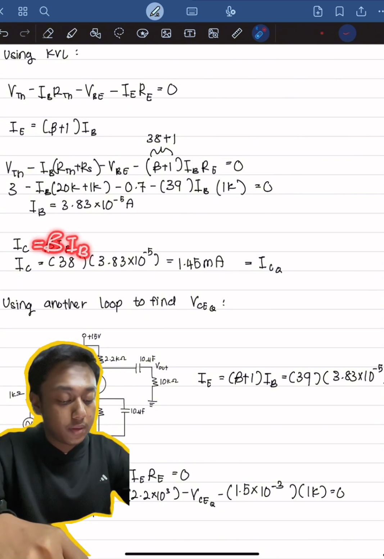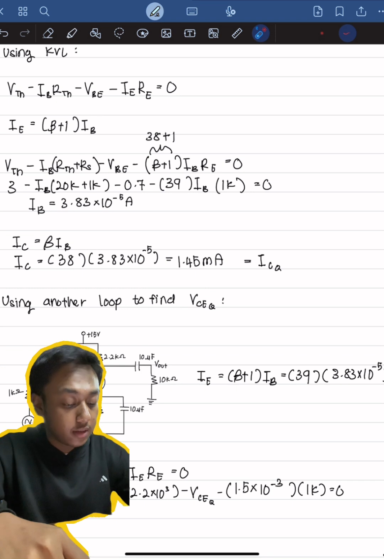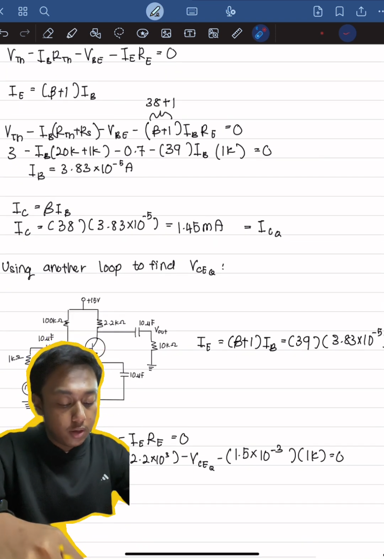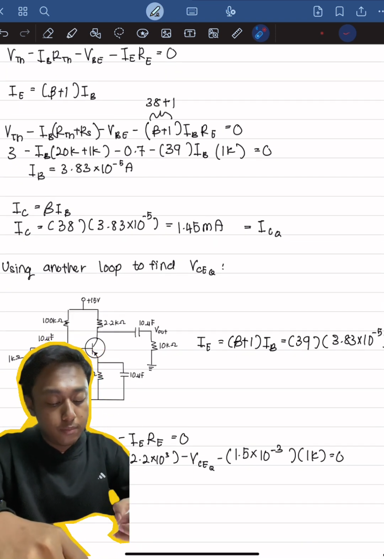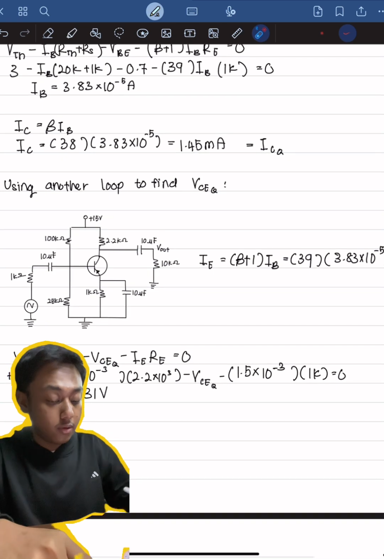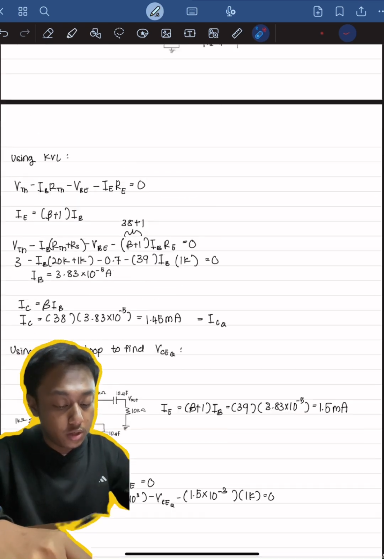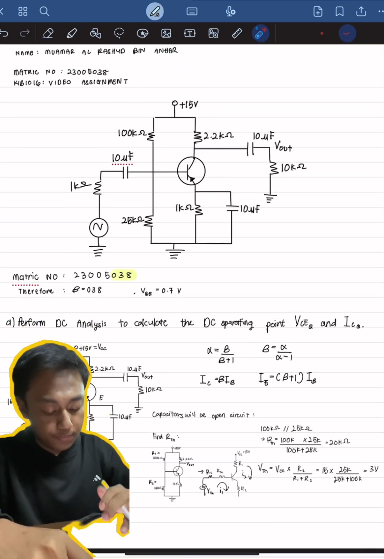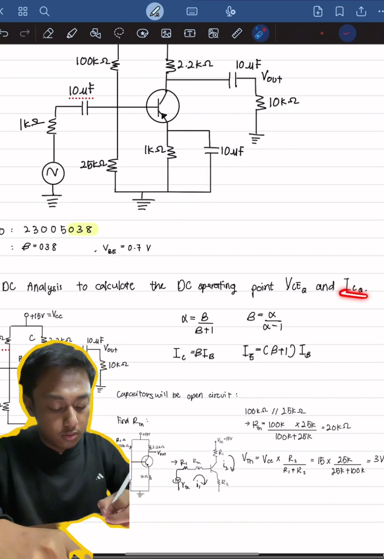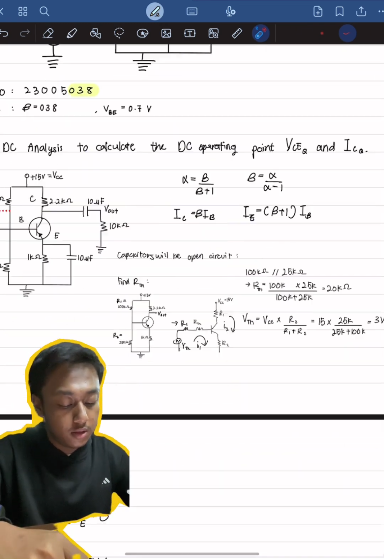Since my beta is 38 and my IB is 3.83 times 10 to the power of negative 5, I can straight away find the IC value, which is 1.45 milliampere, which is equivalent to ICQ. Okay, we found the first answer to our question, which is to find the ICQ. So move on to finding the VCEQ.